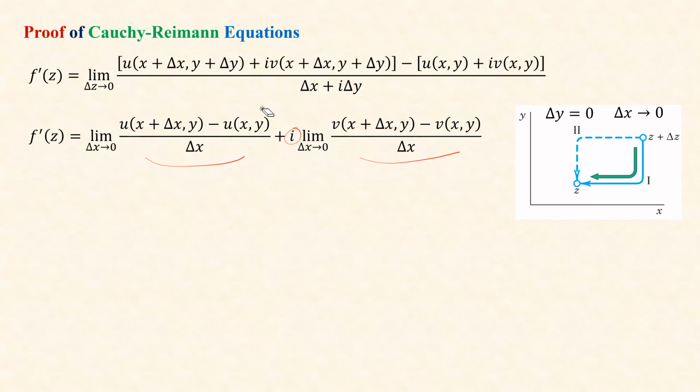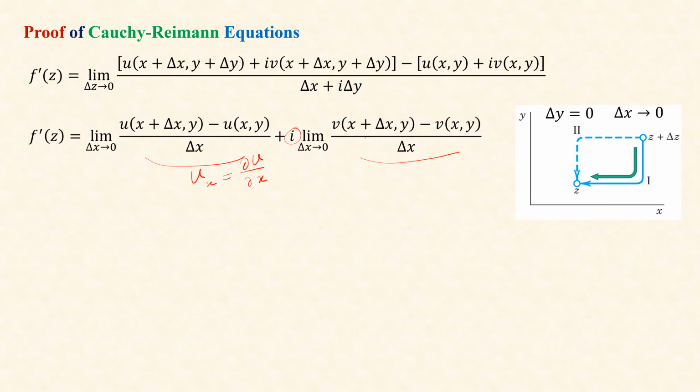Now look at these limits. What is the first one? The limit of u at x plus delta x minus u at x, divided by delta x, when y is kept constant, as delta x goes to 0. Do you recognize that? Sorry, it's ux, yes, it is the partial derivative of u with respect to x. So this is ux, meaning del u over del x.